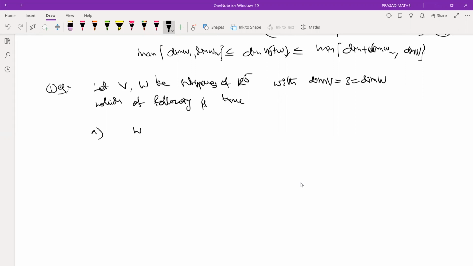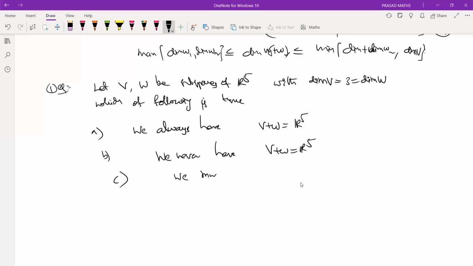First one, we always have V plus W is equal to R5. Second one, we never have V plus W is equal to R5. Third one, we must have dimension of V intersection W is always bigger than or equal to 1. Fourth one, if V plus W is R5, then dimension of V intersection W is equal to 2.